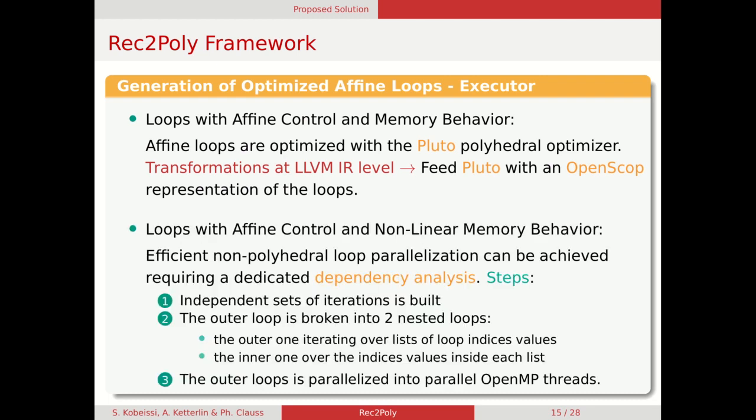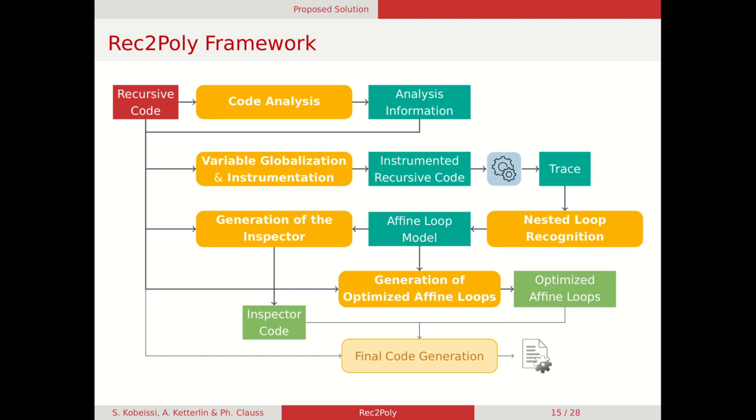In case of loops with an affine control but a nonlinear memory behavior, Rec2Poly cannot apply polyhedral optimizations, but there is still a possibility to apply efficient loop parallelizations after performing a dedicated dependency analysis as follows. First, Rec2Poly builds independent sets of iterations. Second, it breaks the outer loop into two nested loops, where the outer loop iterates over lists of loop indices values, and the inner loop iterates over the indices values inside each list. Finally, the outer loop is parallelized into parallel OpenMP threads. At the end, given the inspector code with the optimized affine loops, the final optimized code is generated.